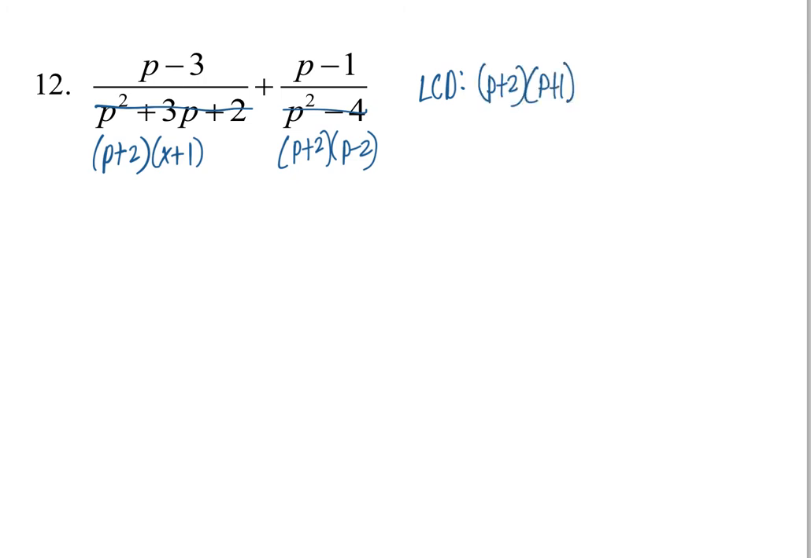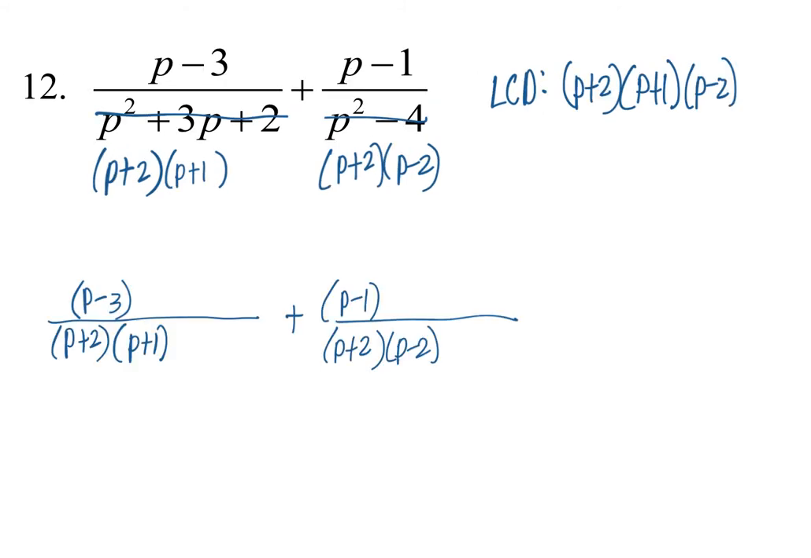And then when we're looking over here, we see a p plus 2 and a p minus 2. Well, I've already written down p plus 2. So all I need to do is write down the p minus 2. And you are always supposed to go back and see, okay, what's the highest power that each factor appears in any individual denominator, and it's all appearing only once in a denominator. So that is our LCD.